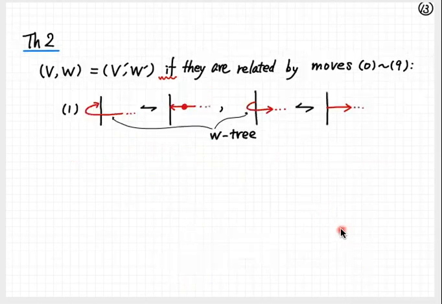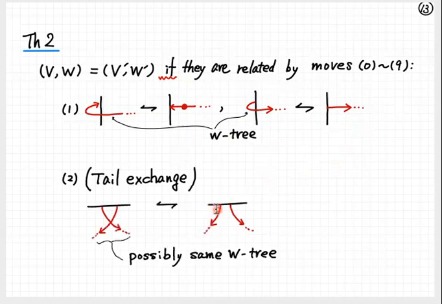Okay. Then next, move 1 is the following move. This move means the attaching position of the head of a double tree can be changed by adding a dot. And this move means the attaching position of the tail of a double tree can be changed freely, I mean, with nothing.